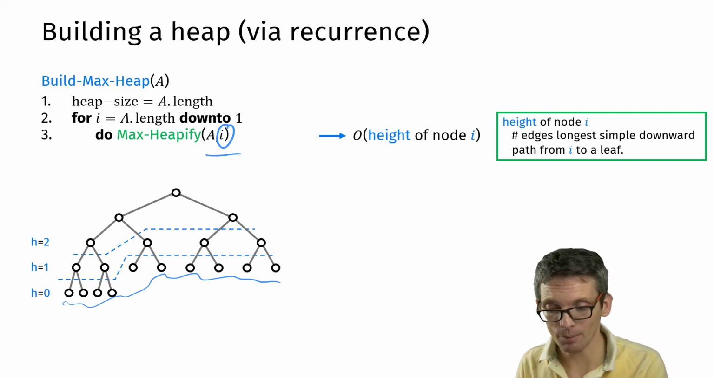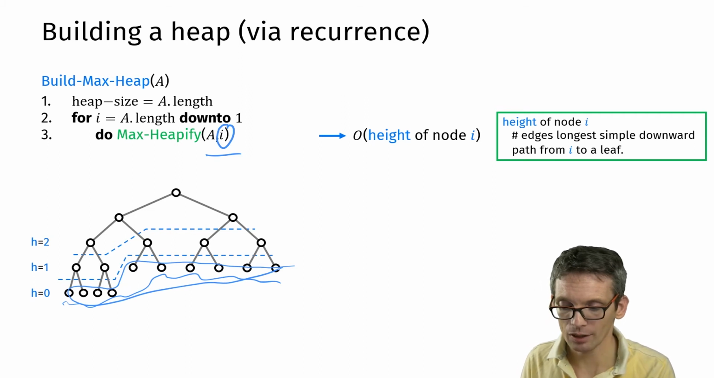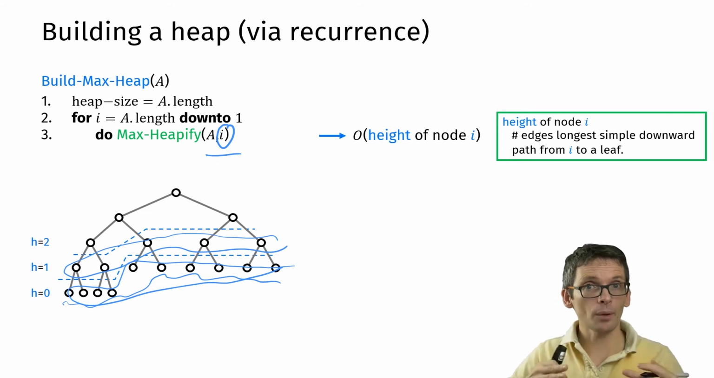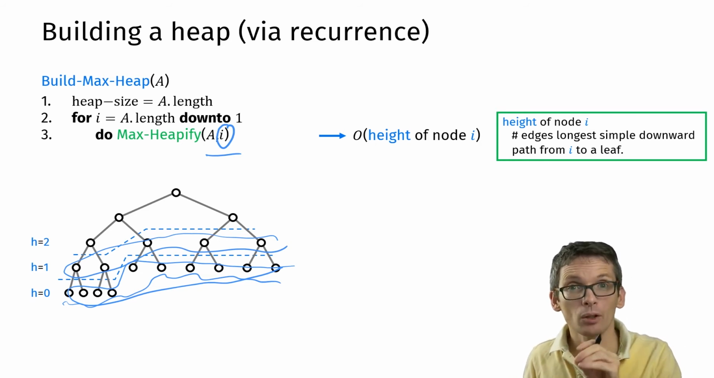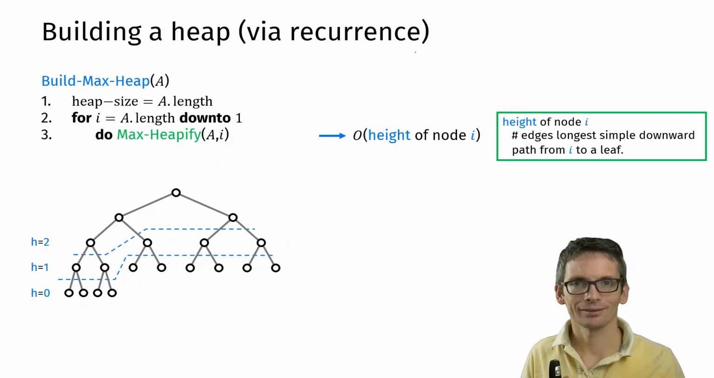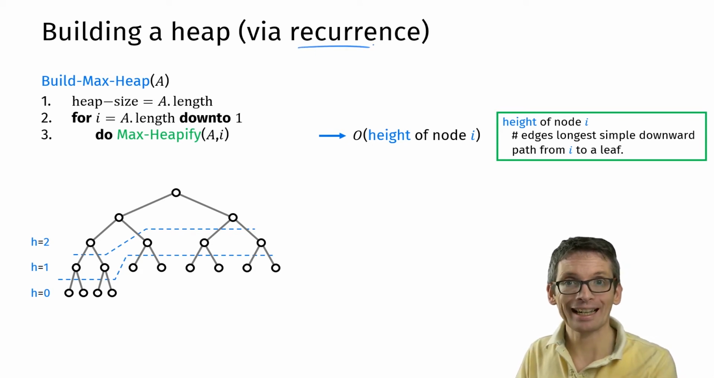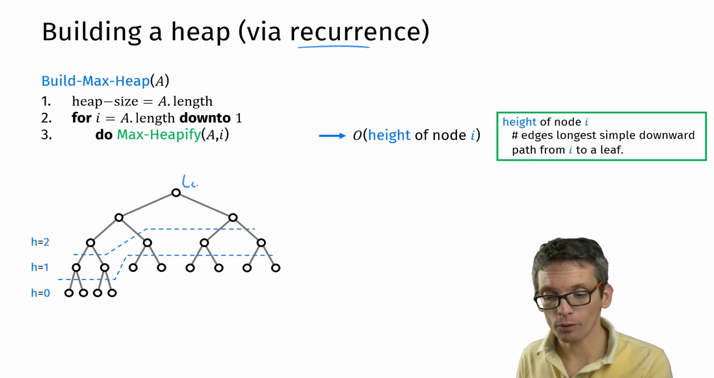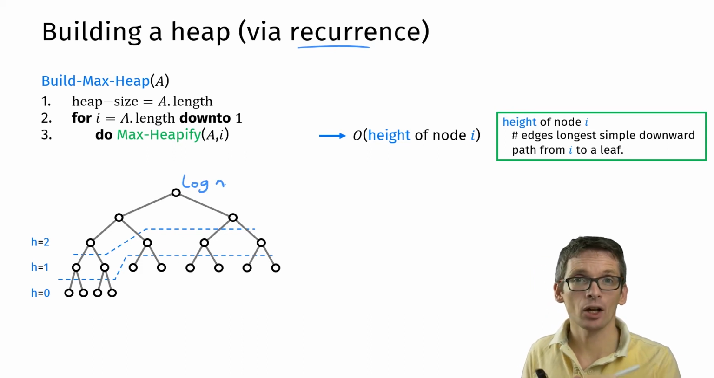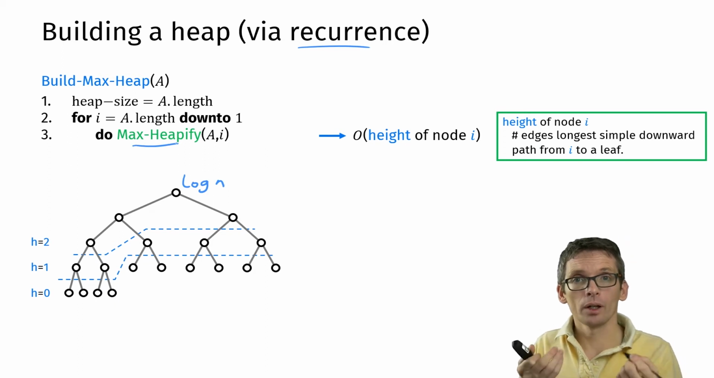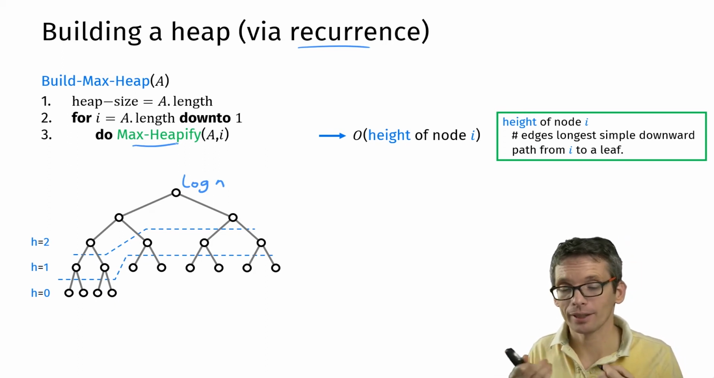But as you see in this example, most of the nodes are actually at height 0. Then half of the remaining nodes are at height 1. Most nodes have a very small height, and we're going to make use of that in our analysis. The standard analysis of this running time uses a sum, and I'm going to show that in a moment. But to build some intuition, I want to show you an analysis that uses a recurrence, and that works as follows. The root has height log n, so calling Max-Heapify for this node will take O of log n time.